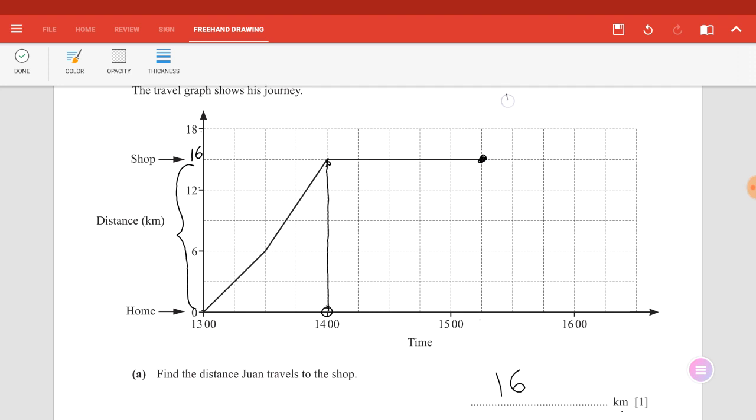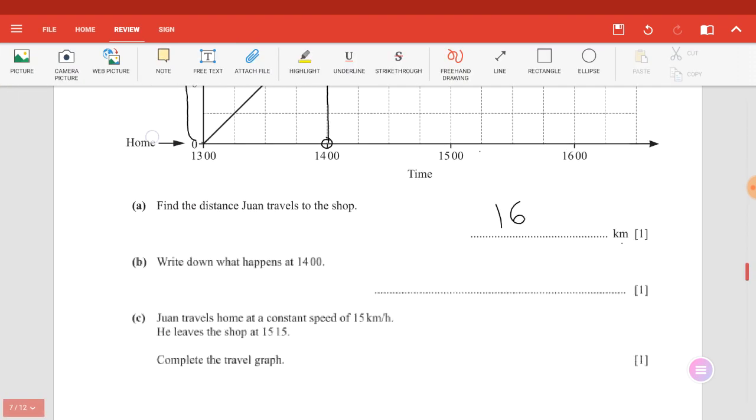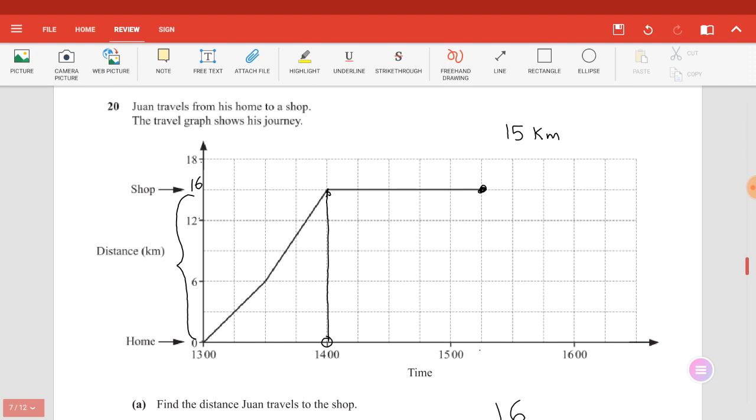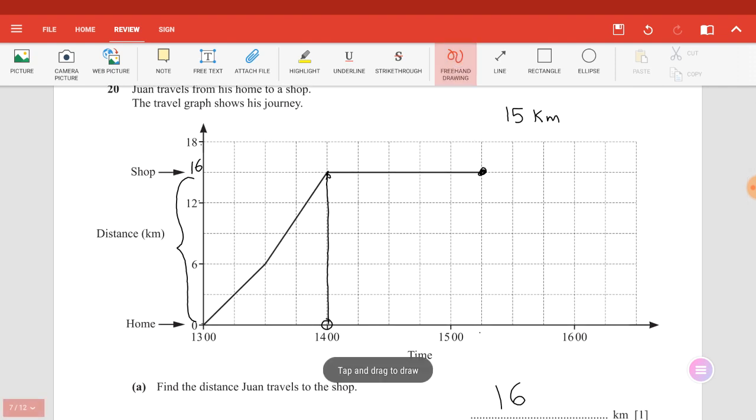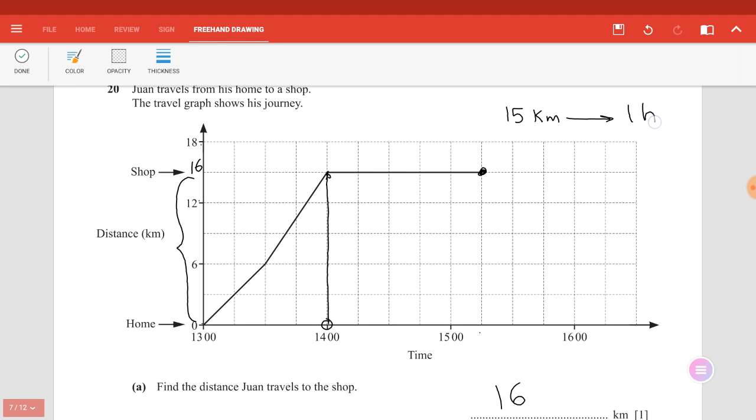Okay, the speed is 15. If I remember, yes, it's 15 kilometers per hour, so it's 15 kilometers in 1 hour. We need 16 kilometers, so 16 kilometers will take how many hours? We can use proportion or cross multiplication. 16 over 15. I think we made a mistake, of course. 15 kilometers in 1 hour.